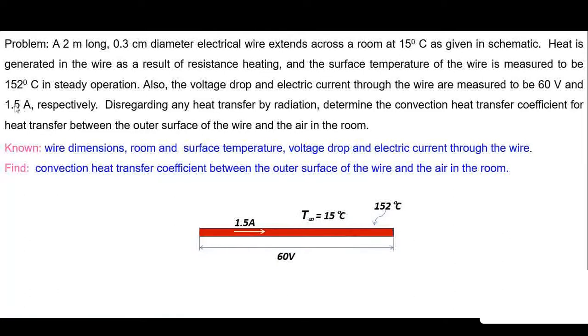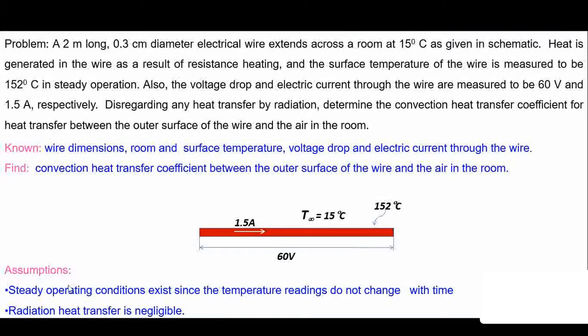And what are we supposed to calculate? Disregarding any heat transfer by radiation, we need to determine the convection heat transfer coefficient for the heat transfer between the outer surface of the wire and the air in the room. So we have to find out the value of h. Simple. So wire dimensions are known, the temperatures are known, voltage drop and electric current through the wire are known, and we have to find out the convective transfer between the outer surface of the wire and the air of the room. So what assumptions can we have?